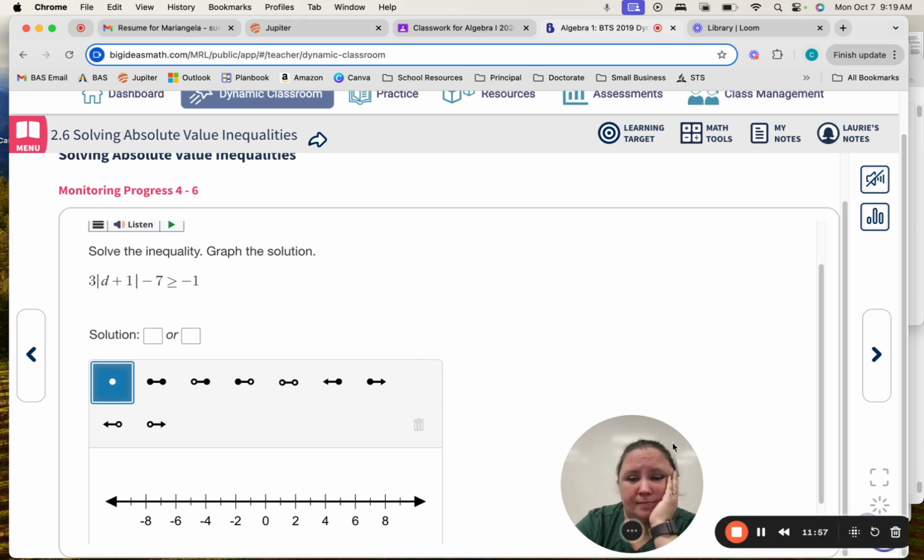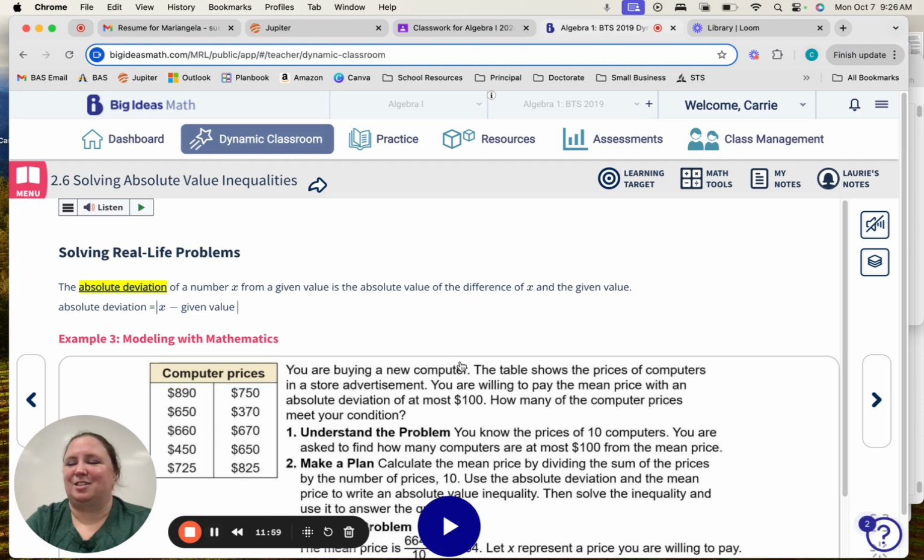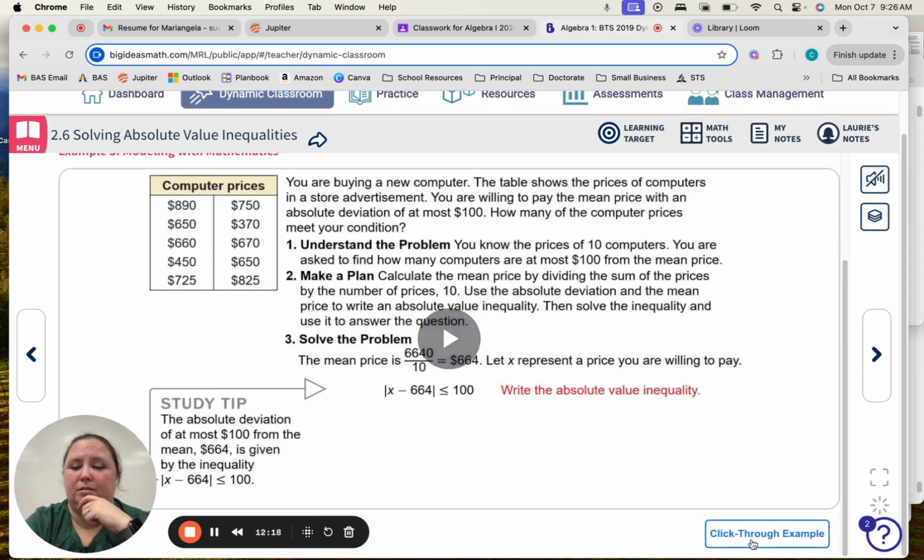Hey, got it right. All right, so how does this apply to real life problems? The absolute deviation of a number from x, that's what absolute value is talking about. Okay, it's the distance from x. That's what absolute value is. So you see here, the absolute deviation is x minus whatever the given value is. So we're going to do this example.